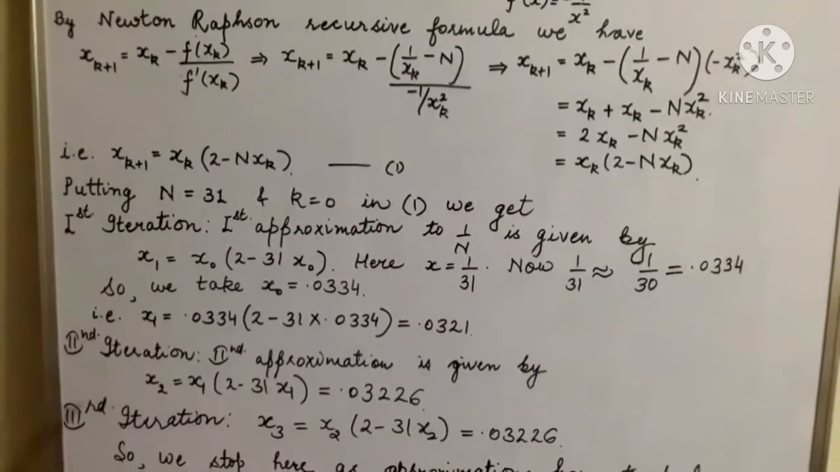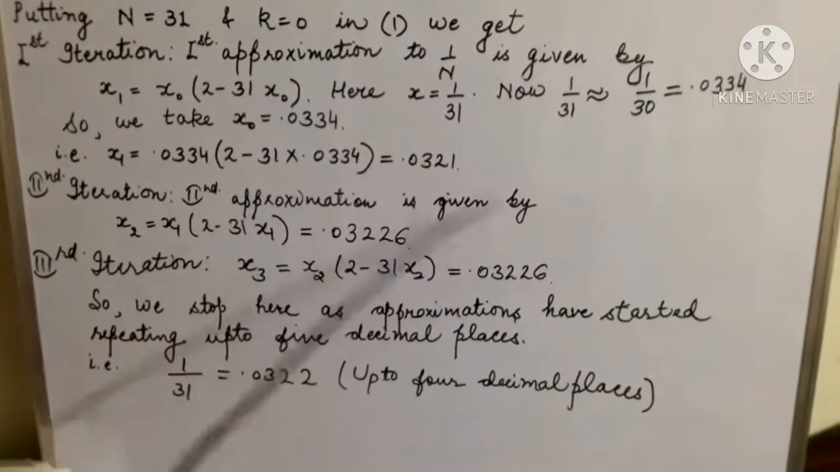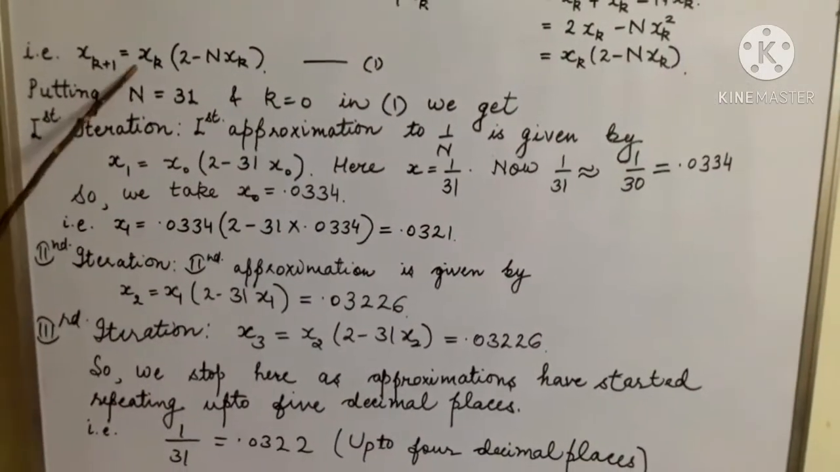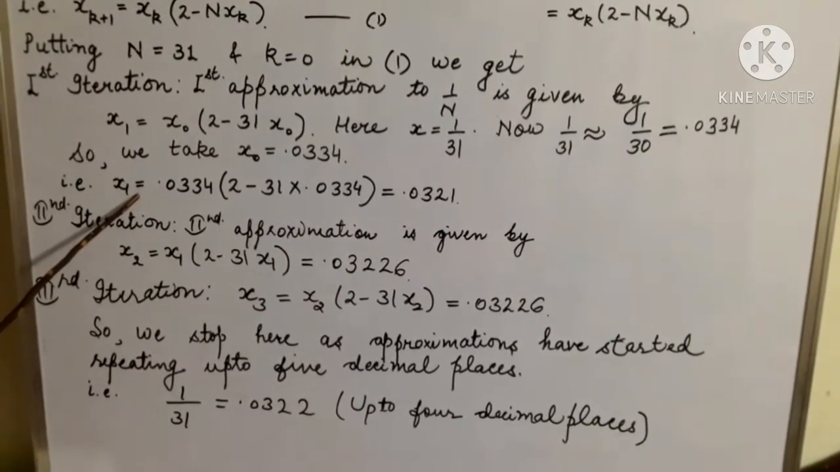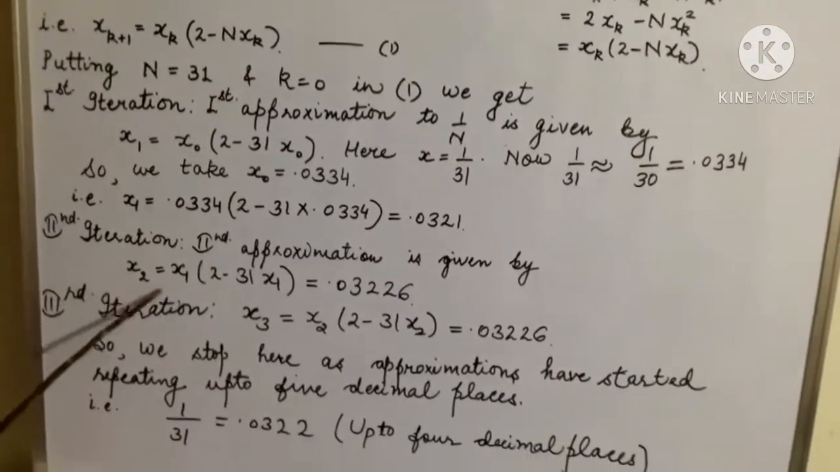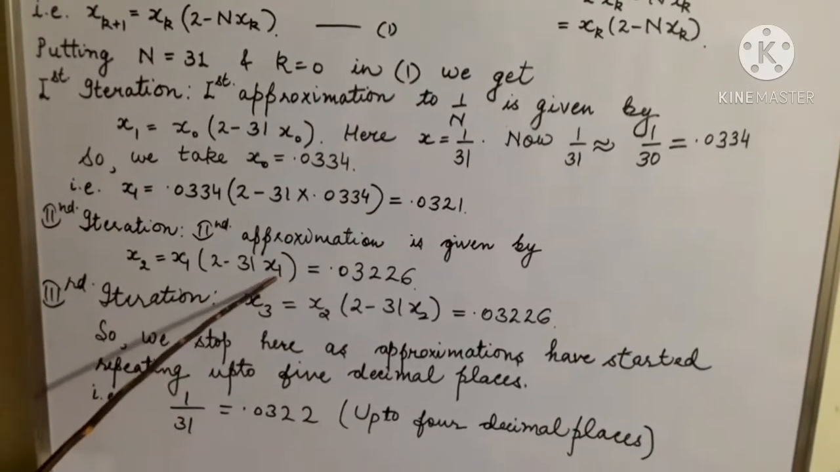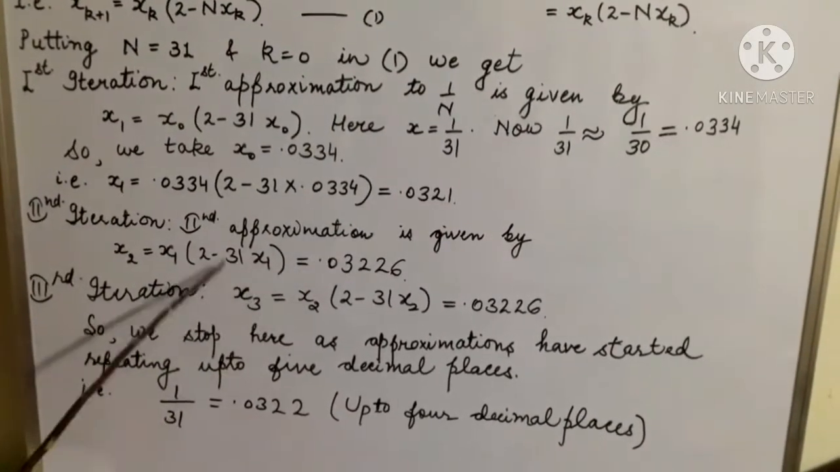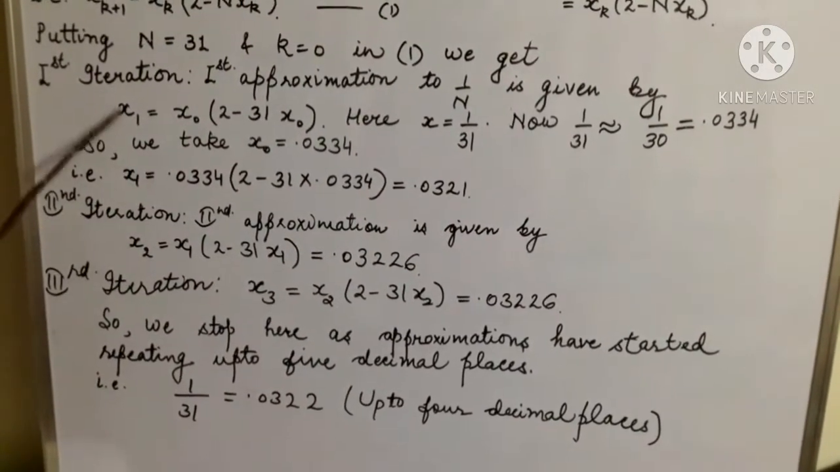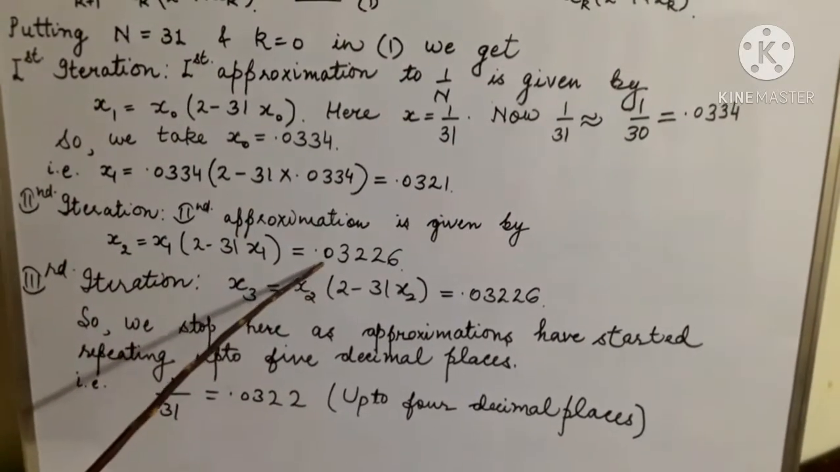In the similar way, we will find out the second approximation. The second approximation will be given by, in place of k, we will take 1 now, because x1 is available to us. The first approximation we have already. So what will you do? Put k as 1 in this equation, so what will come? x2 is equal to x1 into bracket this value, and when we put these values of x1 like this, it will be 0.03226. Now again we will keep on proceeding, keep on finding the approximations, because the value is not repeated.